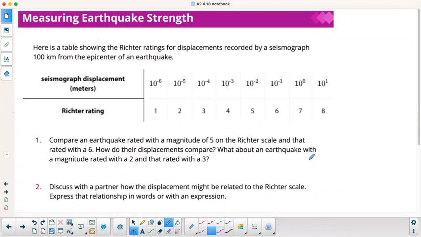All right, here's another one. Here's a table showing the Richter ratings for displacements recorded from earthquakes. So here's your displacement. Here's your Richter rating. Compare an earthquake rated with a magnitude of 5 on the Richter scale to one that was rated 6. How do their displacements compare? What about an earthquake with magnitude rated 2 versus 3?